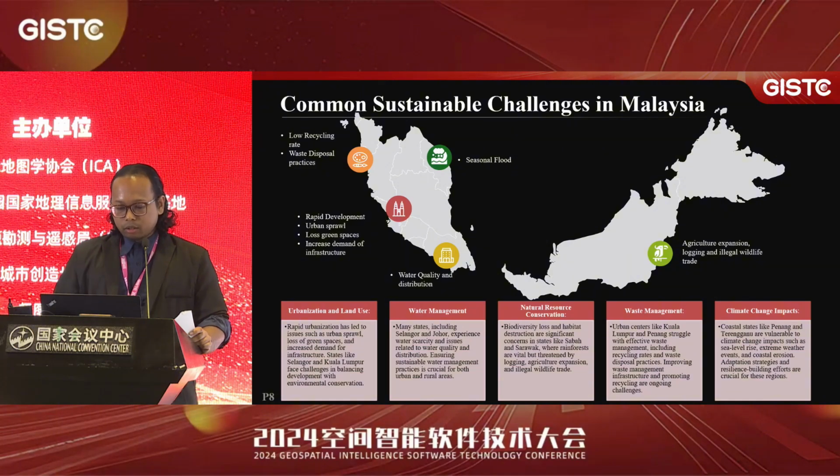Climate change impacts also affect the sustainability challenge in Malaysia. The coastal states like Penang and Terengganu are vulnerable to climate change impacts such as sea level rise, extreme weather events, and coastal erosion. Adaptation strategies and resilience-building efforts are crucial for this region.